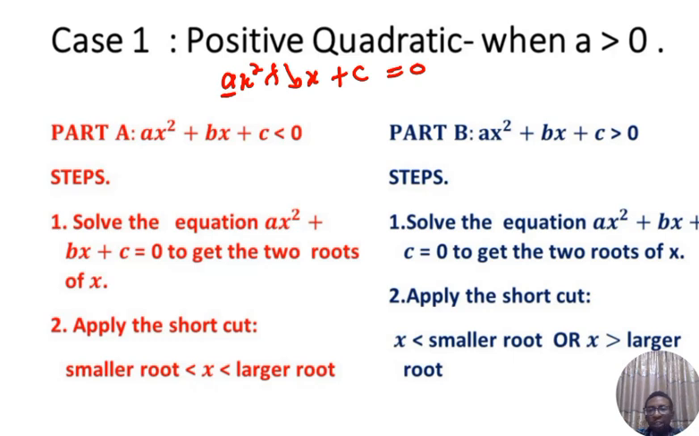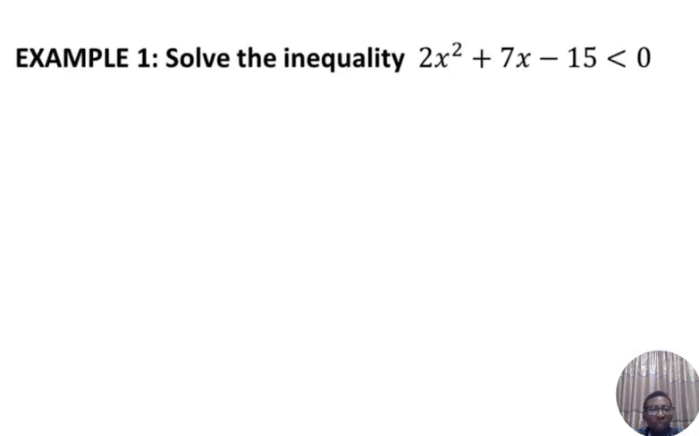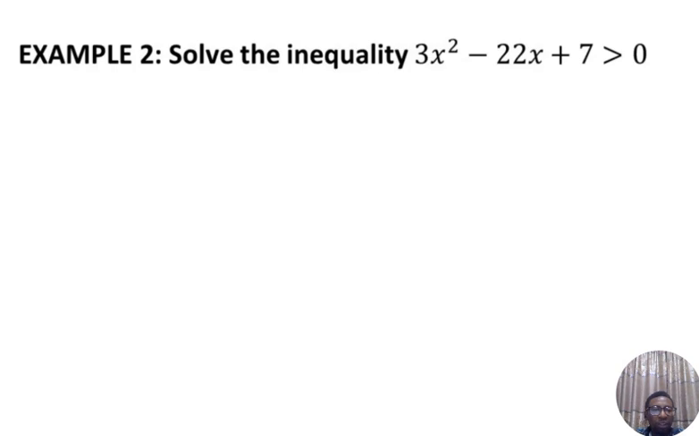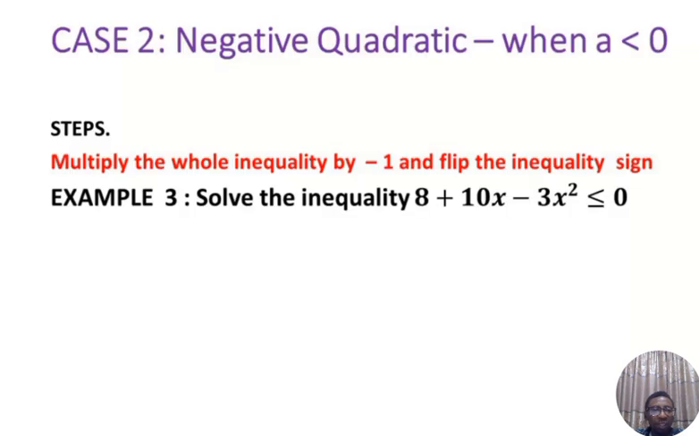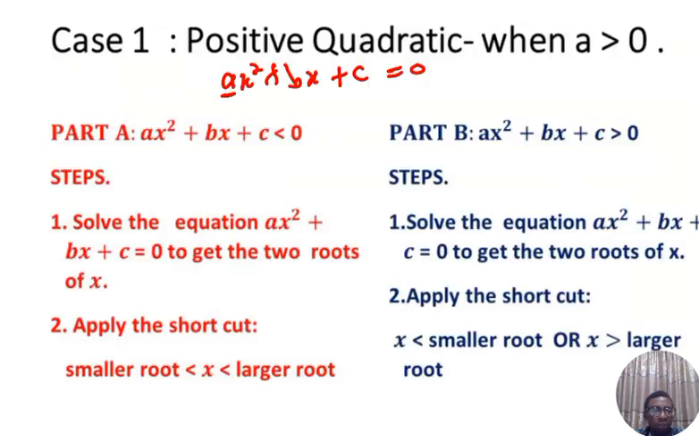Then we're also going to look at case 2. Case 2 is when the coefficient of x squared is negative. That one is a negative quadratic. For each of the two cases, I'm going to solve two examples. So let's go back to case 1, where case 1 is positive quadratic when a is greater than 0. We have two parts of case 1: part A and part B.